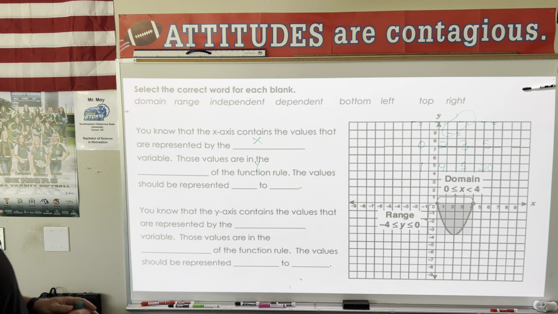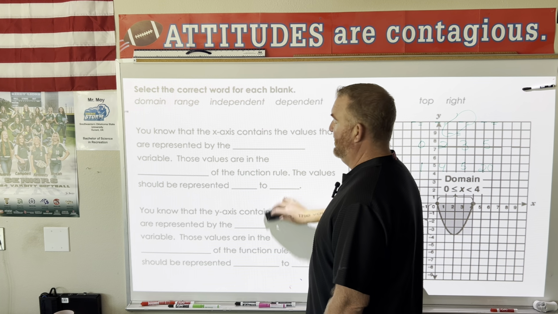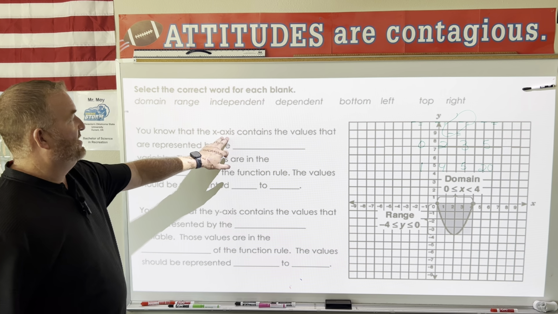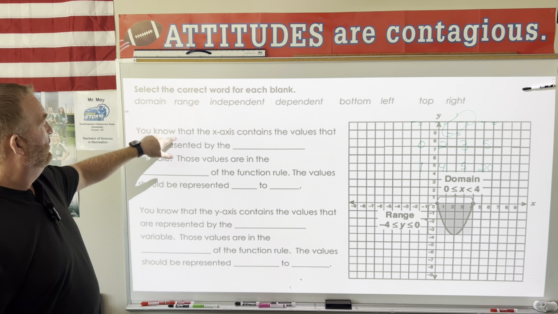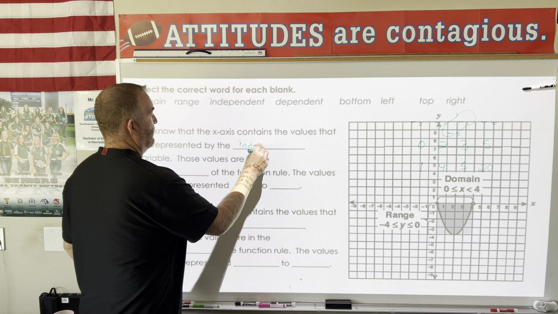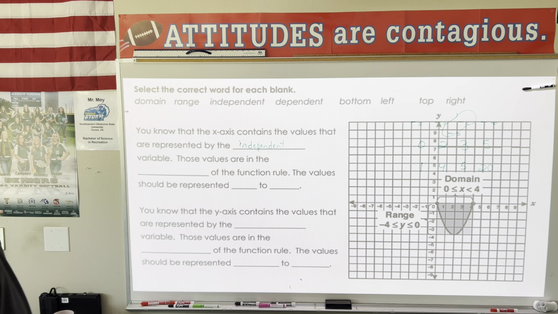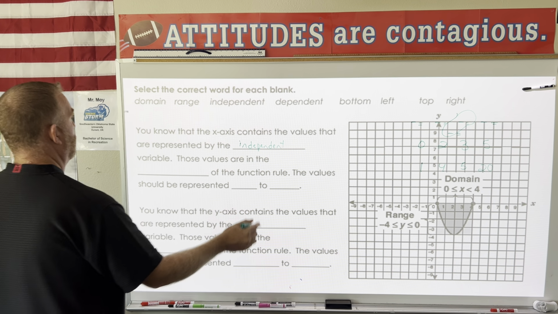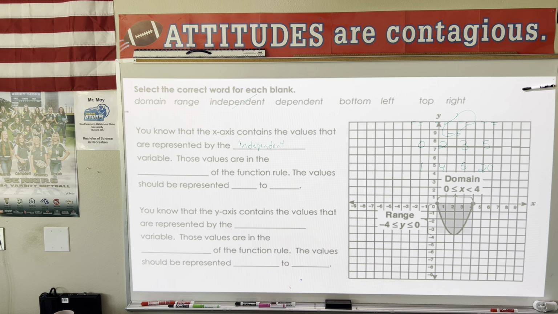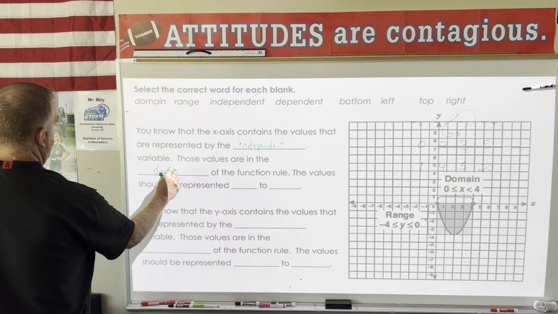Select the correct word for each blank. You know that the x-axis contains values that are represented by which variable? Now hold on. These are the words we're going to use. Now this one, the x is the independent variable. The x is independent. So that word's gone. Okay. Those values are in the domain of the function rule.